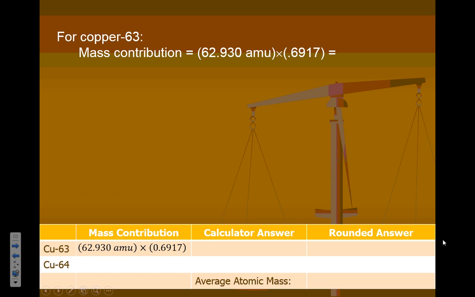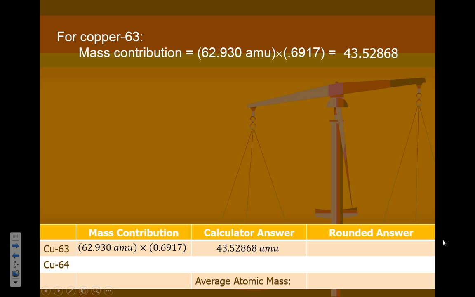First, we're going to look at the mass contribution of copper-63. So its mass, 62.930 AMU, times its percent abundance as a decimal. 69.17 divided by 100, move the decimal two places to the left, you get 0.6917. So that would be what we put in our work spot here, our first step. Next you put it in the calculator and see what you get. To a whole bunch of sig figs, this is what the calculator gives me.